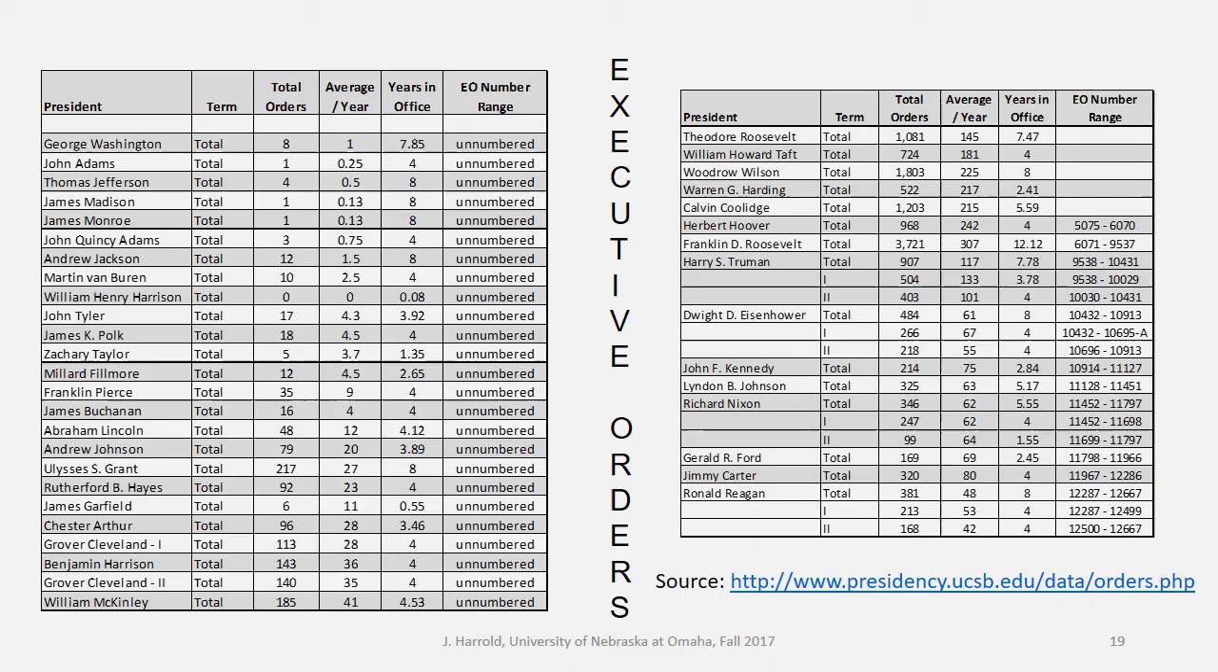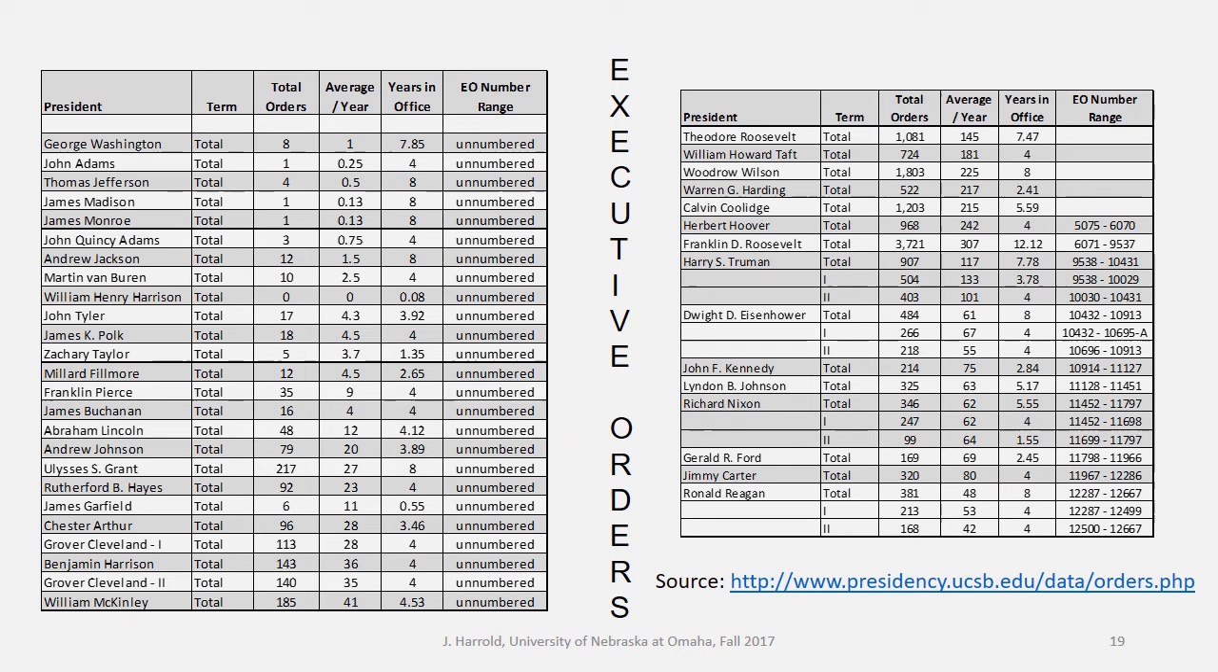I have two or three charts here that talk about the number of executive orders that presidents have signed. And so you can see, if you go all the way back to George Washington, he signed 8 executive orders. John Adams only signed 1 in one term. Thomas Jefferson signed 4. James Madison, the father of the Constitution, as he's called, signed 1 executive order. And so executive orders were not in vogue during the first several decades of the Republic and the presidency. But in the late 1800s and early 1900s, executive orders started to be used more and more by presidents. You can see that Theodore Roosevelt, on the chart on the right, signed a total of over 1,000 executive orders.